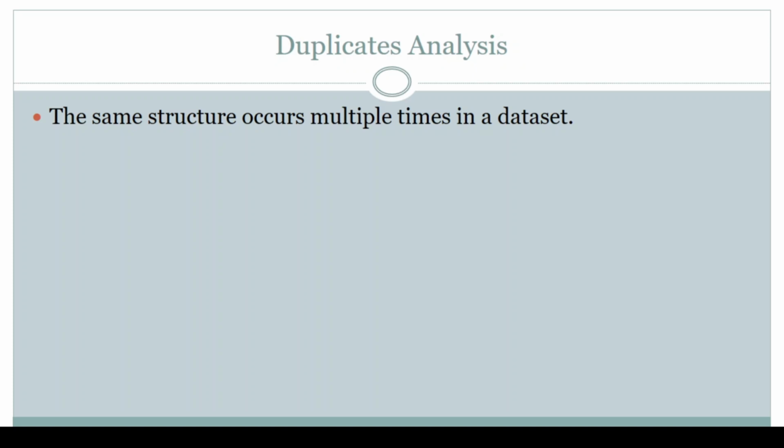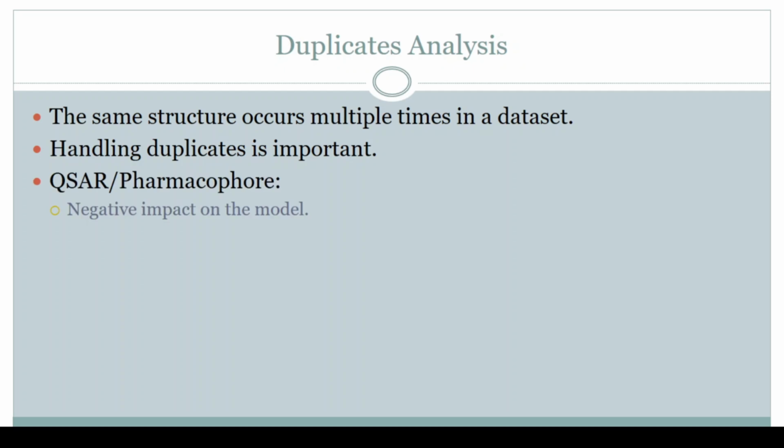And it's very important to detect these compounds and to deal with them in drug design workflows in general, because the presence of those duplicate compounds can really have a negative impact on your workflow. So for example, in QSAR modeling or pharmacophore modeling, having duplicate structures in a dataset can have a negative impact on the model. In QSAR modeling, if the same structure is present multiple times, then it might end up in the training set and in the test set. And this of course will have a negative impact on the validation.